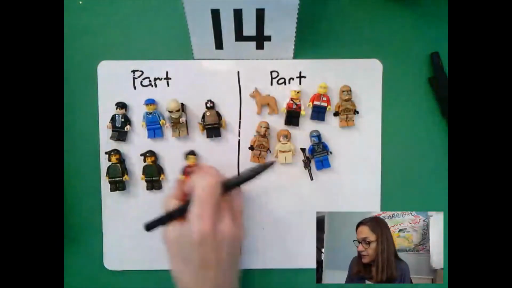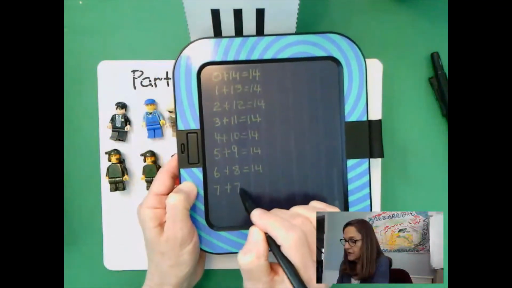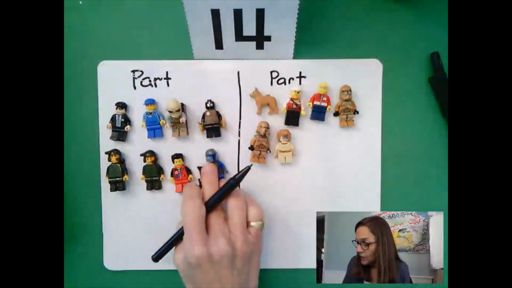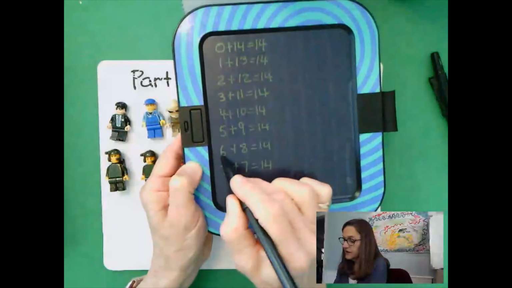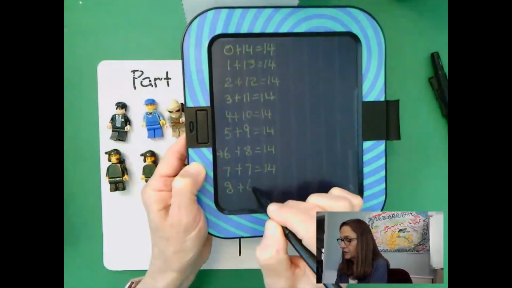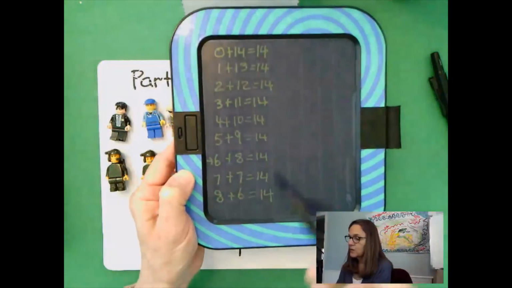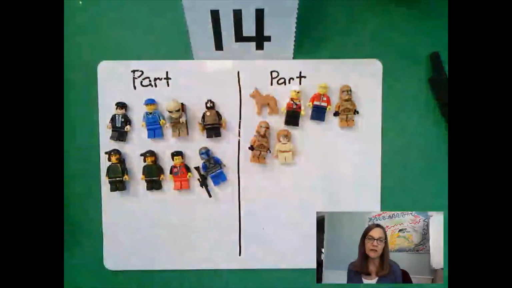And another, 7 plus 7 equals 14. And then we start back with just the twins. Now we have 8. Here, it's this problem right here. We have 8, and we have now 6 on the other side, and it still equals 14. Okay, then we would have 9 plus 5, and 10 plus 4, and 11 plus 3, and so on.